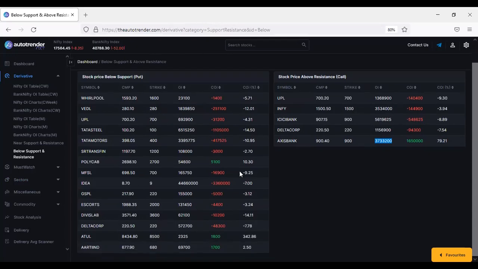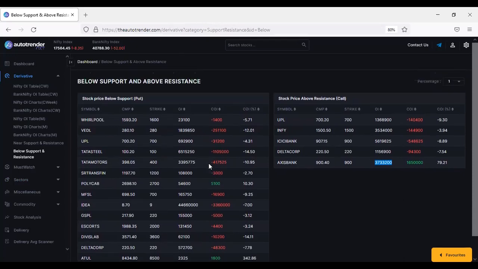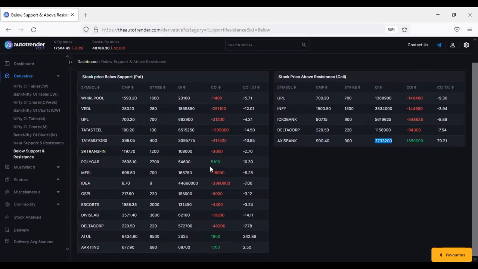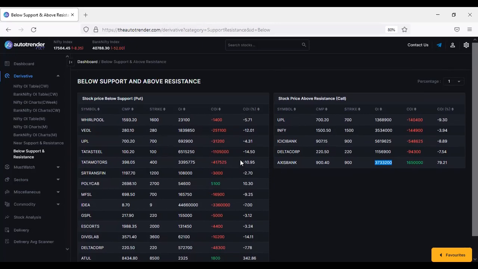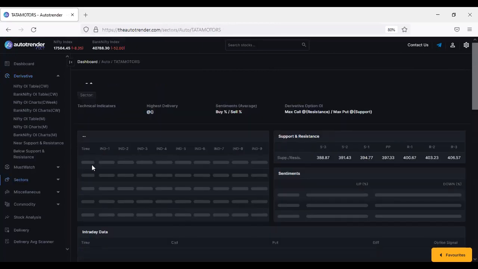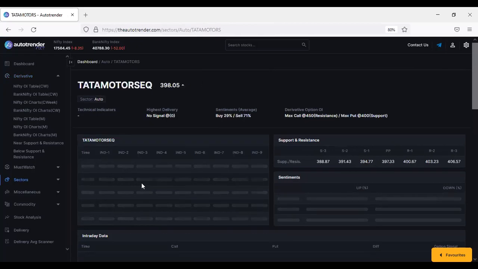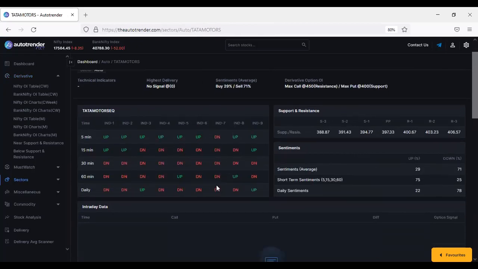Coming on to the put side, where support has been broken. So by what percentage has the support been broken? Here you look at 14%, Tata Steel, Tata Motors, 10%. So look at Tata Motors, for example. Tata Motors will give you, say, 70% down, daily sentiment down. It can be looked at.